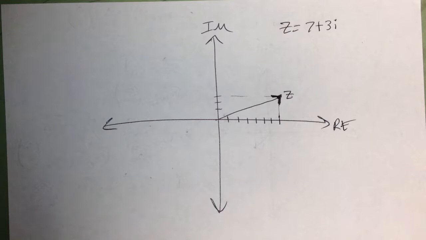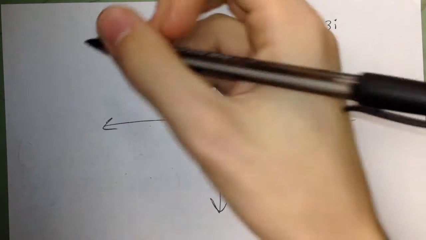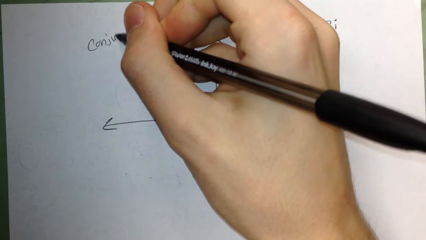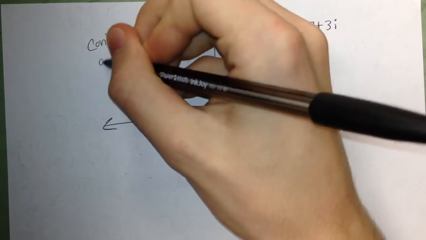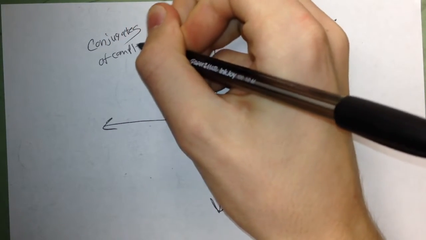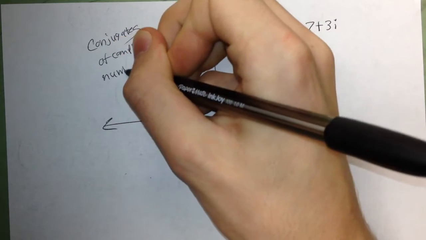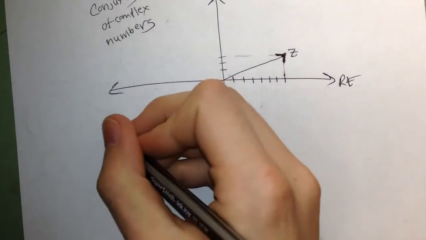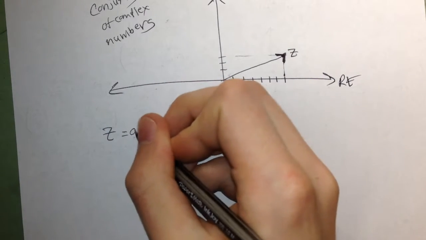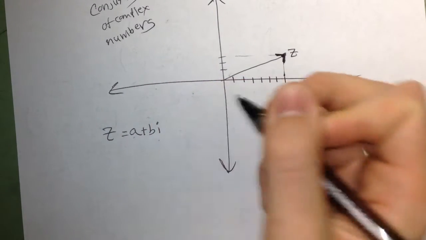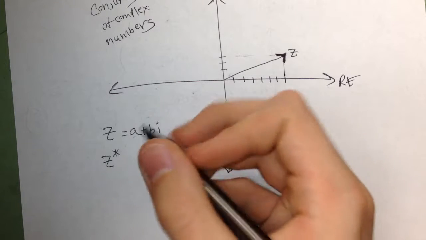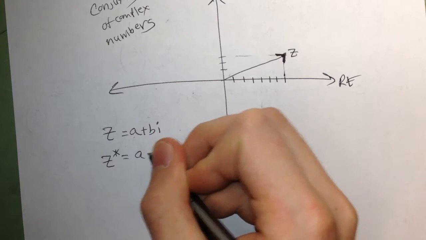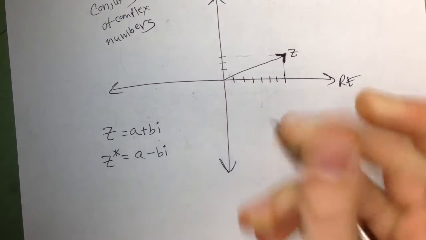So in this video, I'm introducing conjugates of complex numbers. Whenever you have a number z equals a plus bi, then the conjugate of that number is equal to a minus bi.